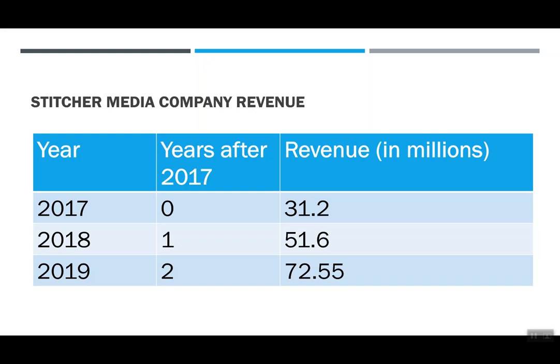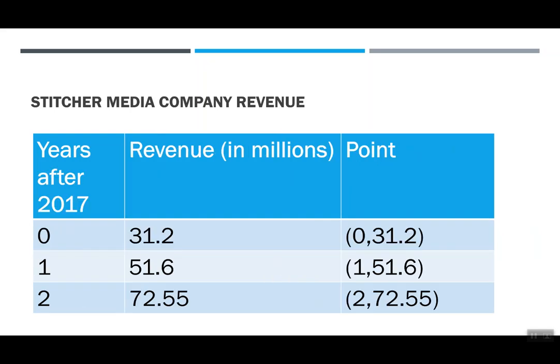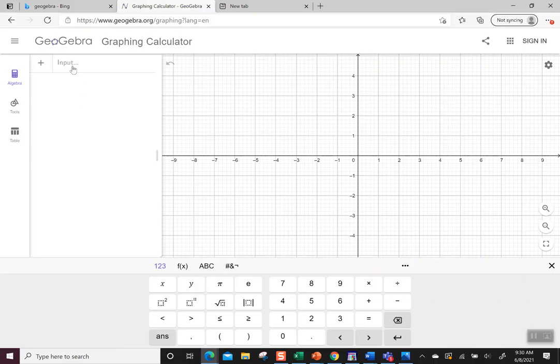Now we can take these years after 2017 along with the revenue and make these points. So the points I have are 0, 31.2, 1, 51.6, and then 2, 72.55. I'm going to go over to Geogebra and we're going to graph these points. All right, so I'm in the Geogebra calculator and I'm going to type in those points. I'm typing instead of just putting them on because I do have decimals and I want to be accurate. So it's important that I type them out.